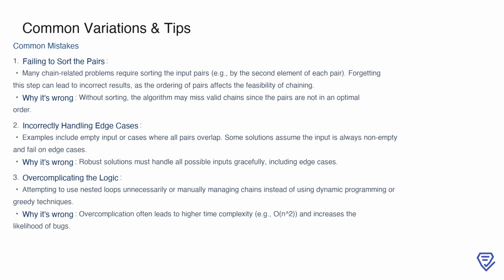Finally, overcomplicating the logic is another frequent pitfall. This could involve using nested loops unnecessarily or manually managing chains instead of leveraging more efficient approaches like dynamic programming or greedy algorithms. Overcomplication not only increases the time complexity, often to O(n squared) or worse, but also makes the code more prone to errors.